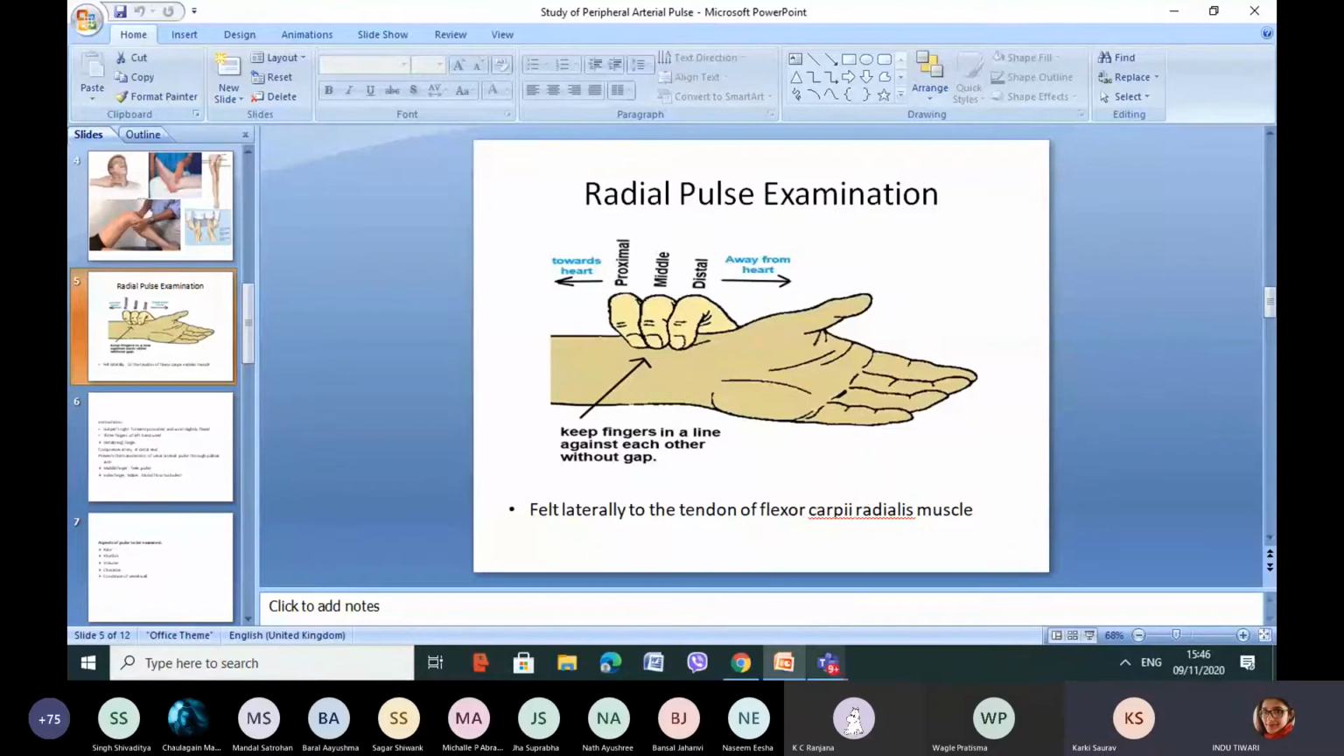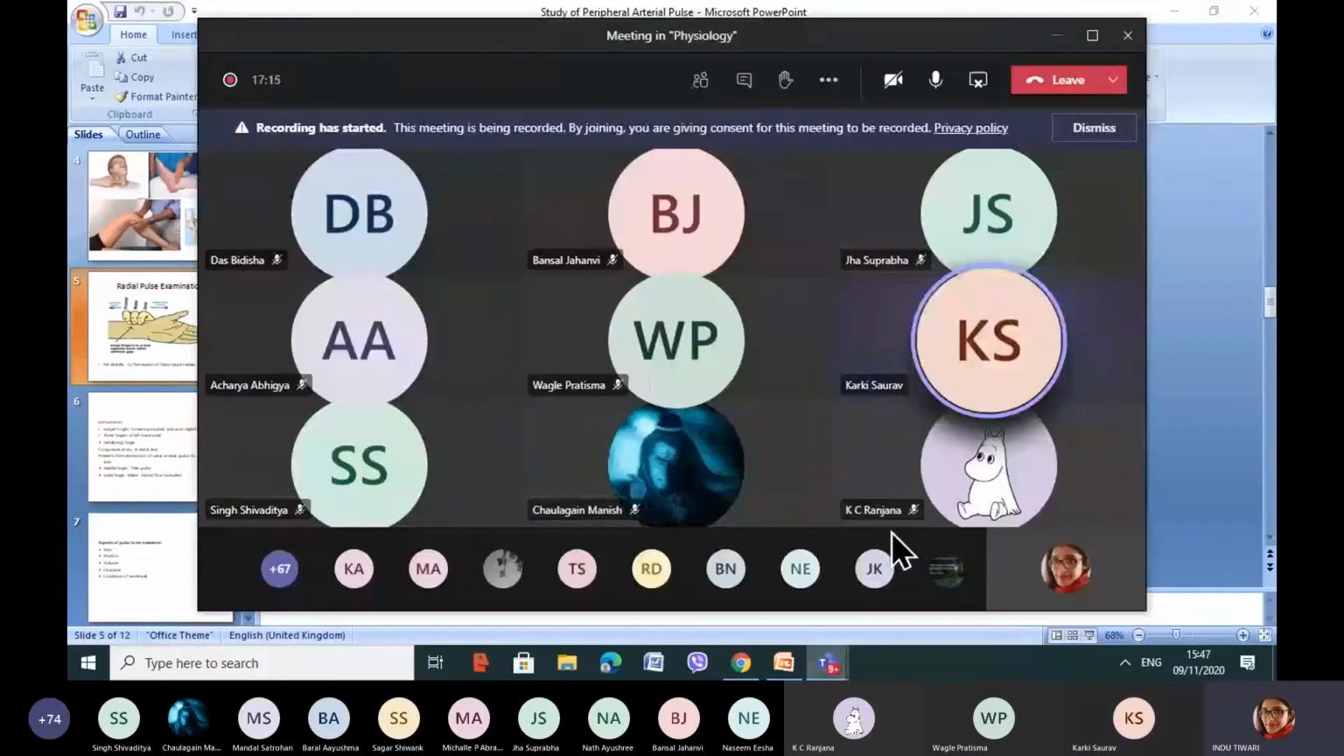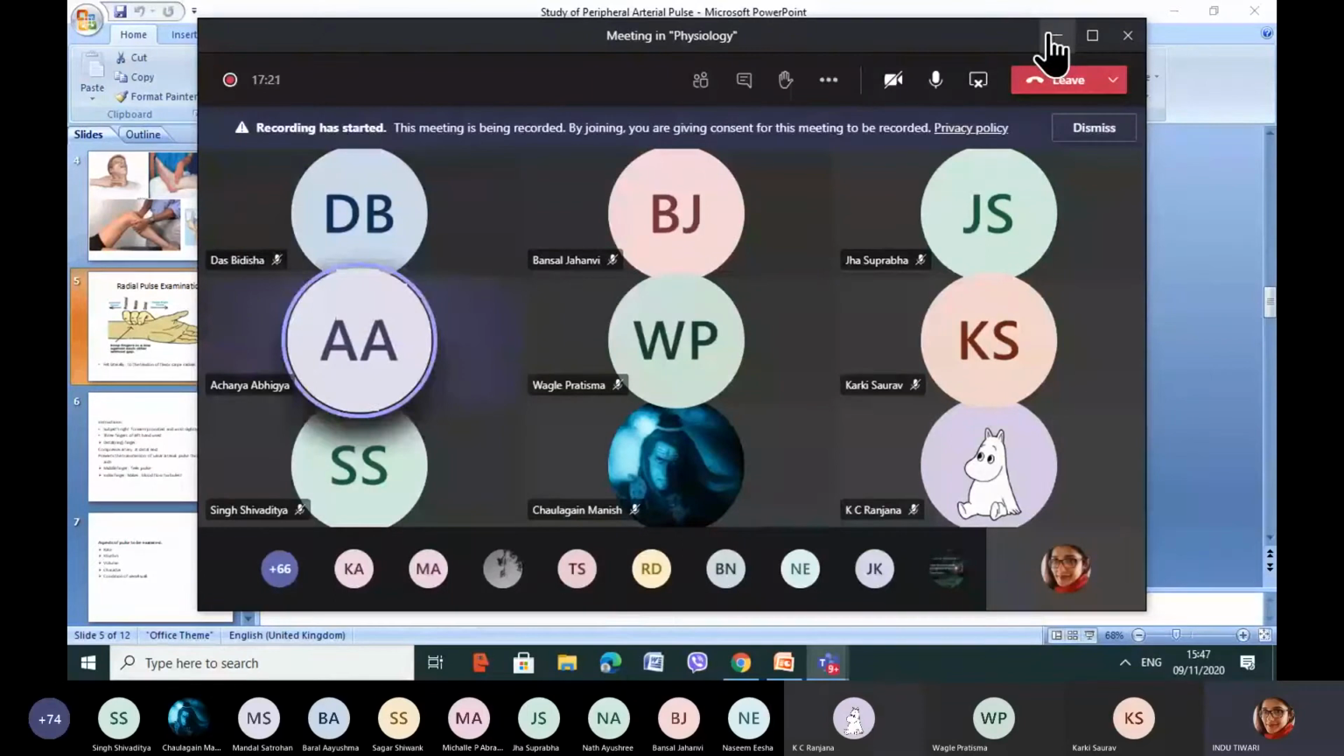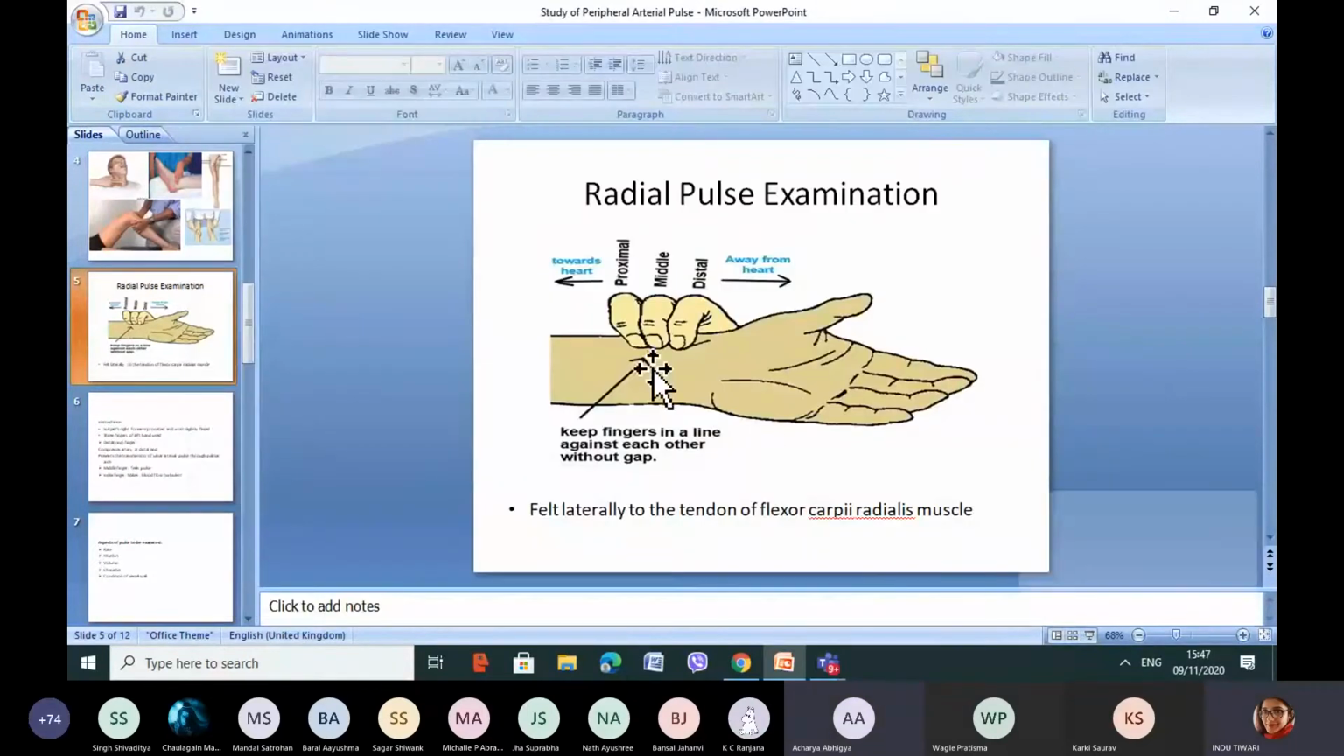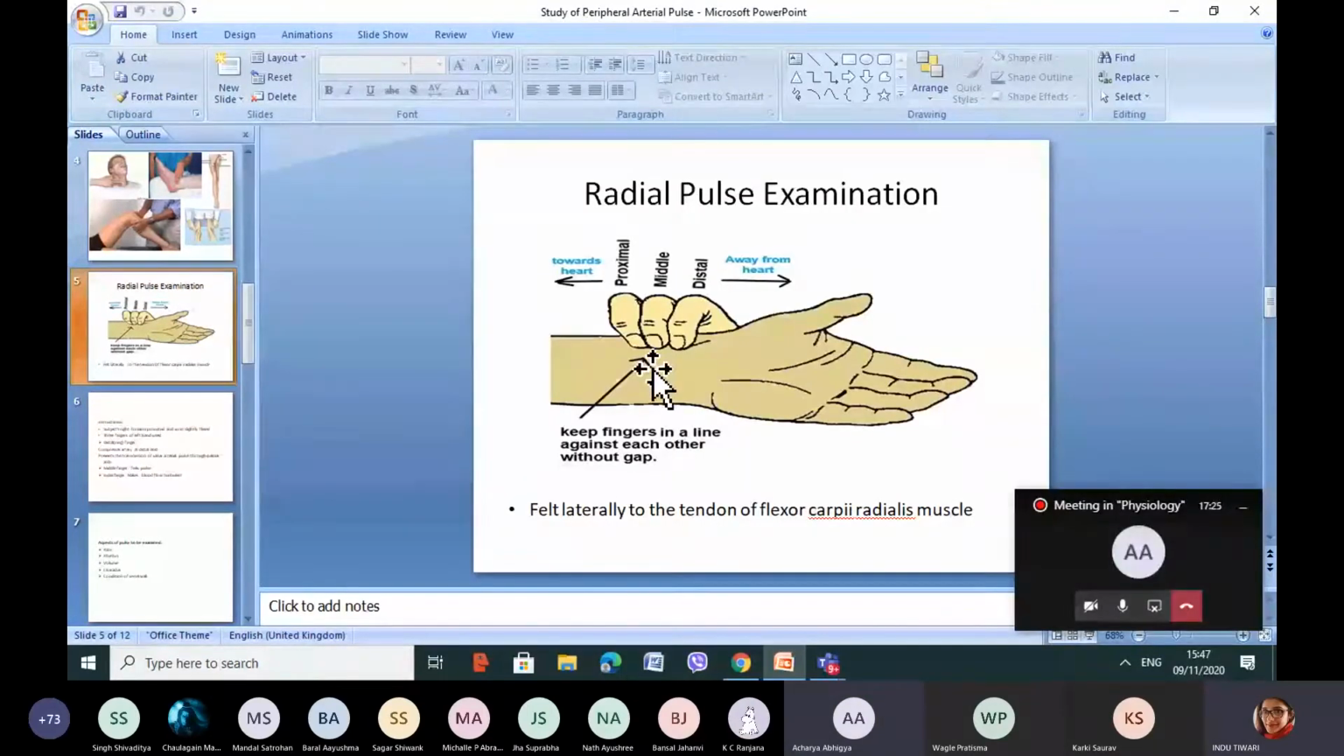Okay, then I will ask Abhigya Acharya. Yes, ma'am. What is the significance of each of these fingers? The distal finger is used to block the backflow from the ulnar artery, and the middle finger is used to identify the pulse, to measure the pulse.